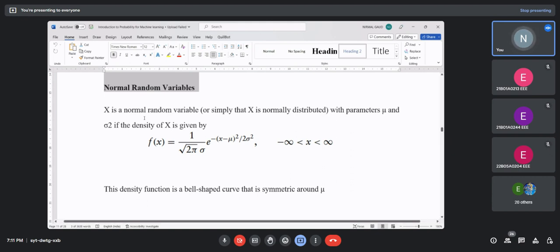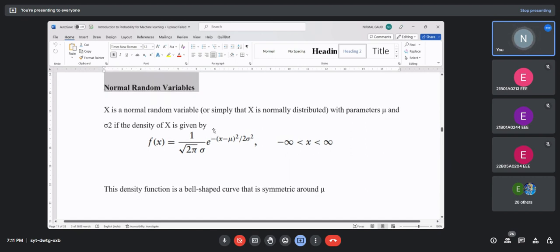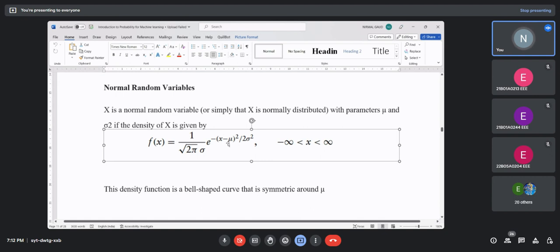Next is the normal random variable. Again, I'm talking about the distribution, how this data is normally distributed in a plane. So X is a normal random variable, or simply X is normally distributed data with parameters mu and sigma, if the density of X is given as 1 upon sigma square root of 2 pi, e to the power minus (x minus mu) squared upon 2 sigma squared. This is the formula for normal distribution. Understand, mu is the mean of the data points, sigma is the standard deviation.